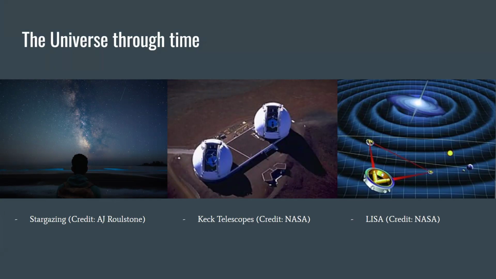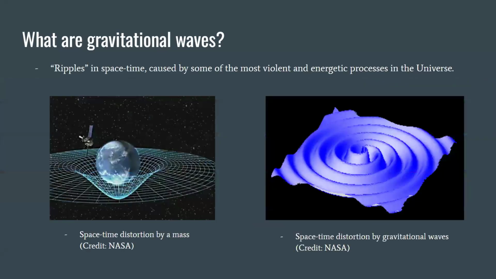So now we want to detect gravitational waves, which are deformations in space-time. They are not even light anymore. And for that, we built interferometers on Earth, like LIGO, but we also have plans to build them in space, like LISA. But you don't even know what gravitational waves are exactly. So let's start with that.